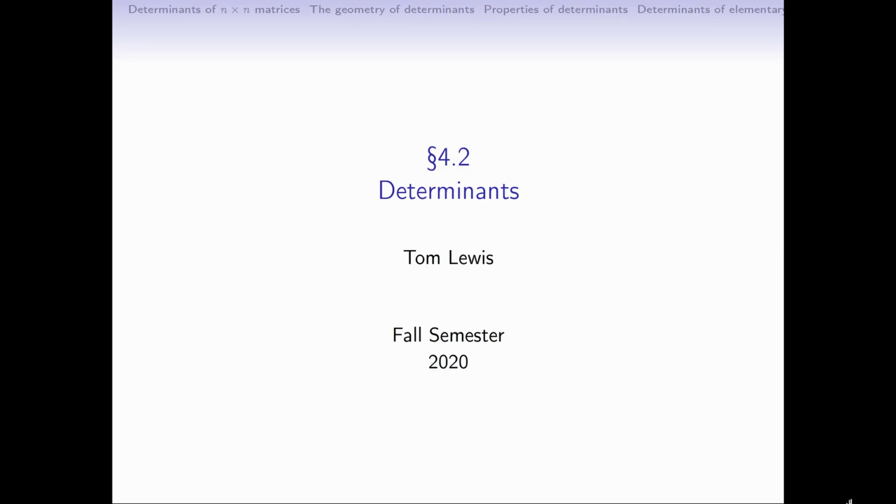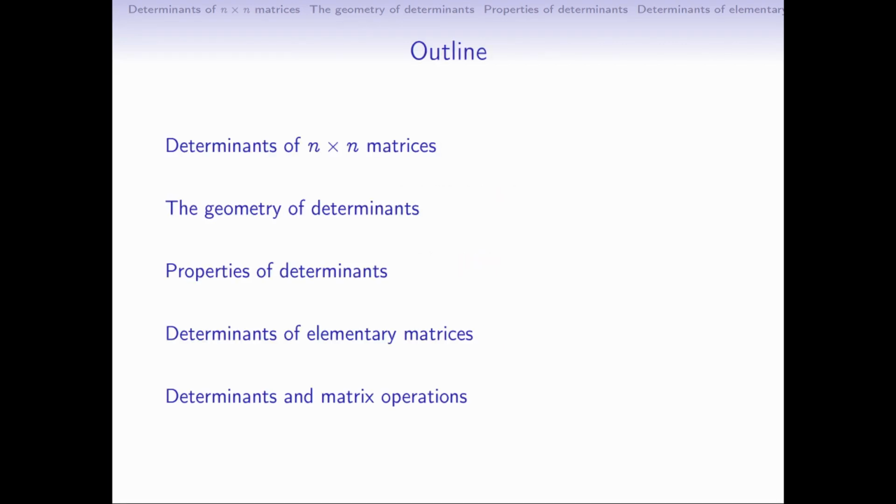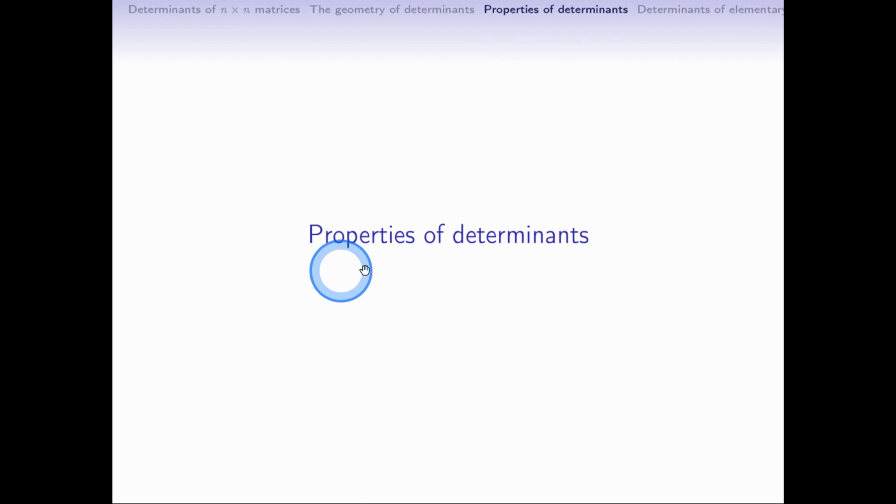Welcome back. This will be a second video lecture on section 4.2 from the text. The topic is determinants. In our first video lecture, we covered determinants of n by n matrices and the geometry of determinants. We'll pick up in this lecture with properties of determinants, determinants of elementary matrices, and finally determinants and matrix operations. So let's begin with properties of determinants.